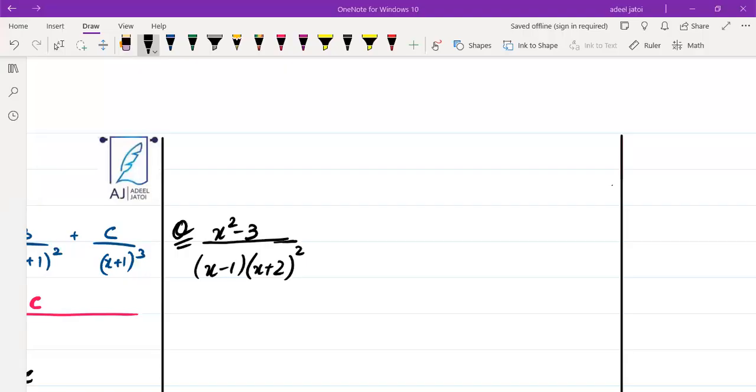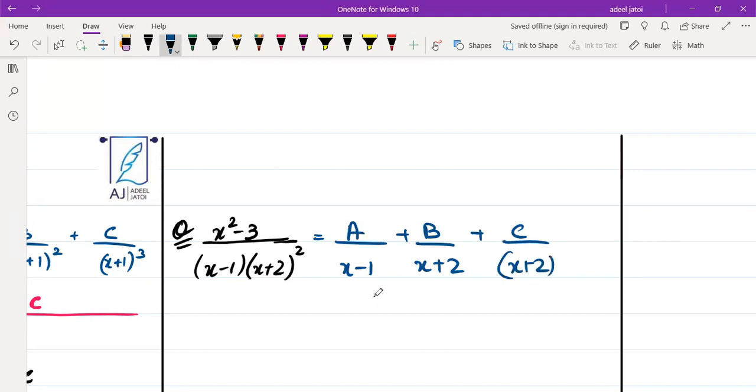So we have (x square minus 3) upon (x minus 1)(x plus 2) whole square. So in this question, if you see, this is your linear root and this becomes your repeated root. So one factor is linear, the other one is repeated. This will be opened as a upon x minus 1, whereas this will be opened as b upon x plus 2 and c upon (x plus 2) whole square.